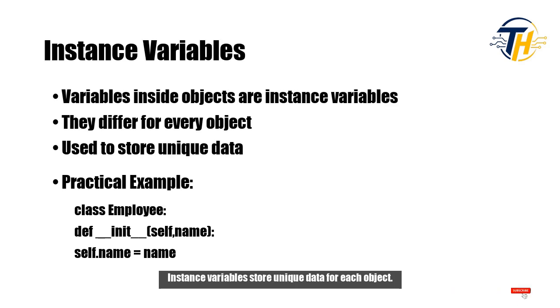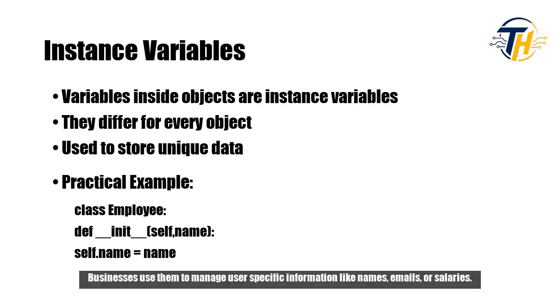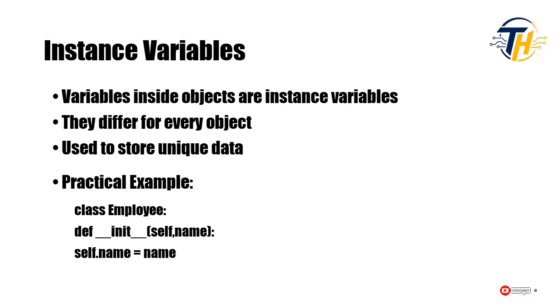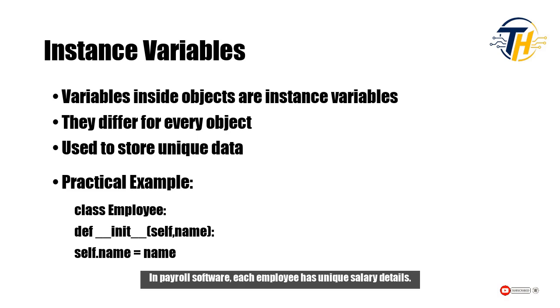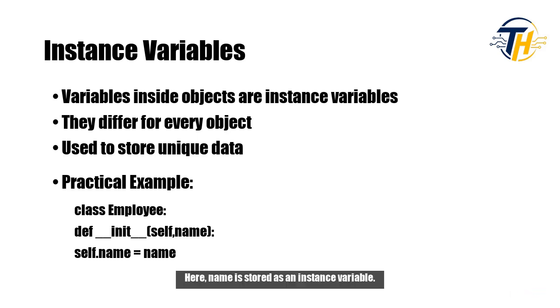Instance variables store unique data for each object. They are defined using the self keyword. Businesses use them to manage user-specific information like names, emails, or salaries. In payroll software, each employee has unique salary details. Here, name is stored as an instance variable.